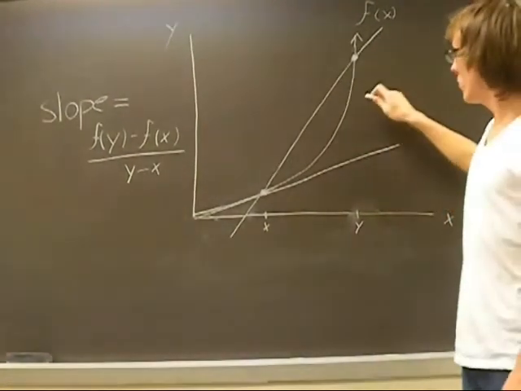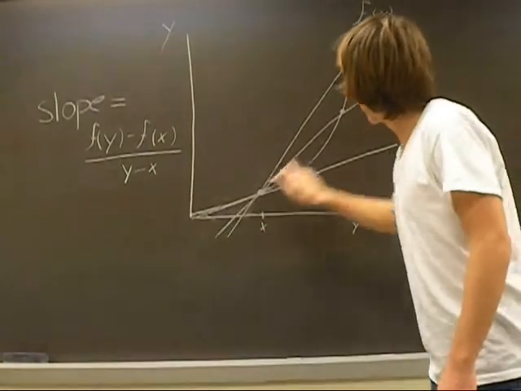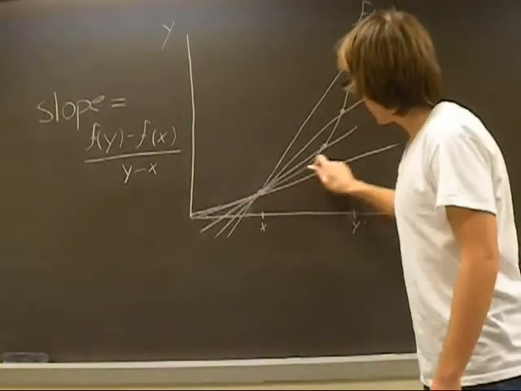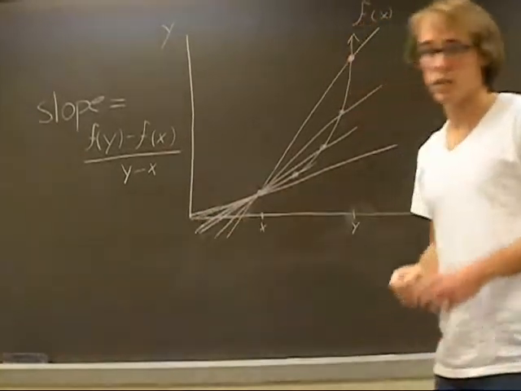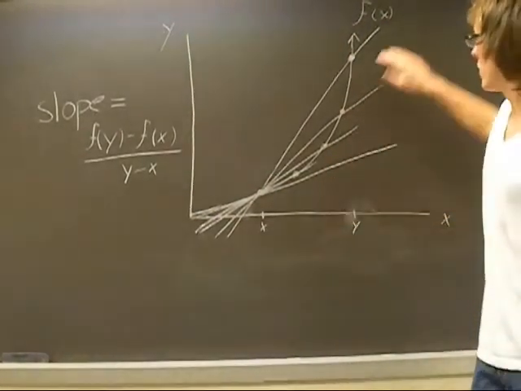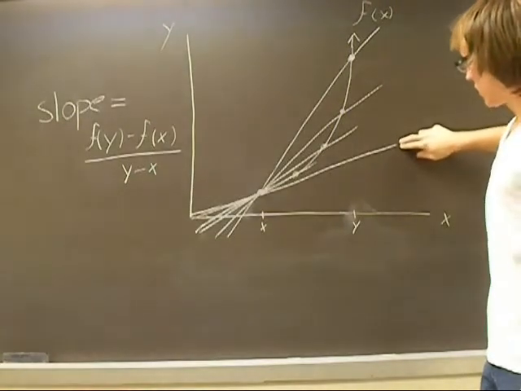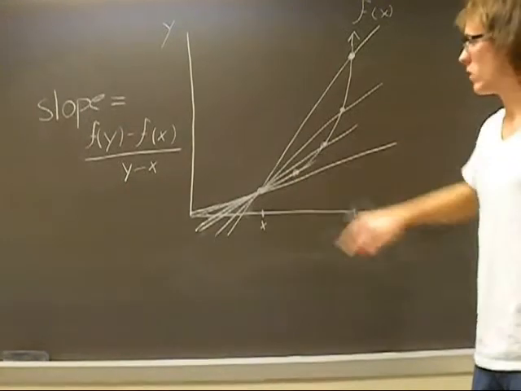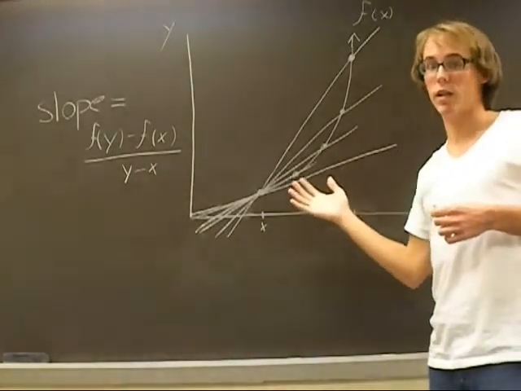So if we move y closer and closer to x, these lines that I'm drawing are going to more closely approximate this tangent line. So we're seeing that the secant line slowly turns down until it's fairly close to the tangent line. And so the formula for the derivative is going to model this process algebraically.